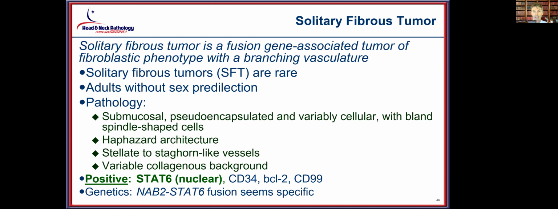With nuclear STAT6 reactivity is probably the most helpful finding in this neoplasm, while of course CD34, BCL2, and CD99 have also been reported. So if you don't have STAT6 available, certainly doing any of the others would be of help. And when it's included in a panel approach would be a way to reach the correct interpretation. Recognize that the STAT6 is actually an example of the NAB2-STAT6 fusion that seems to be quite specific, at least at this point, for this tumor.